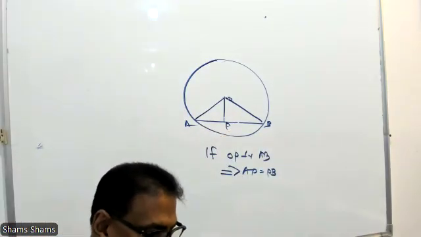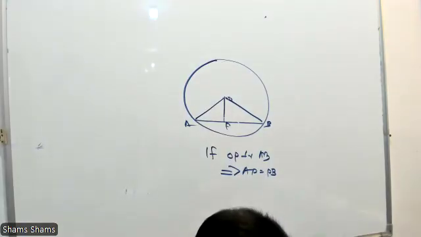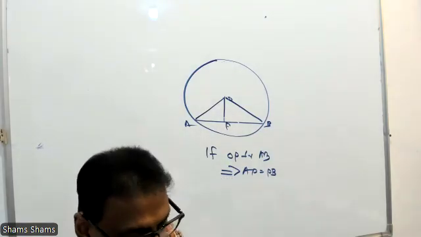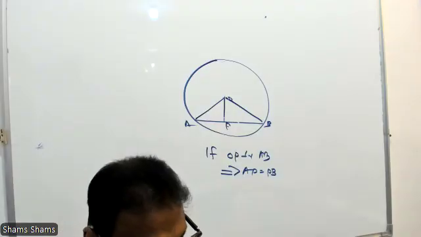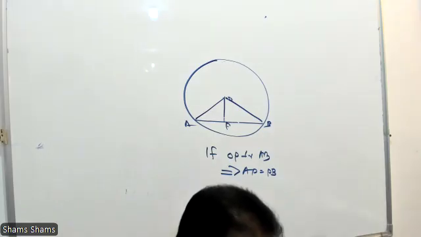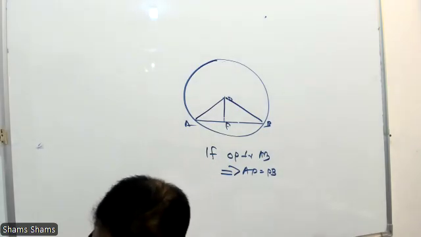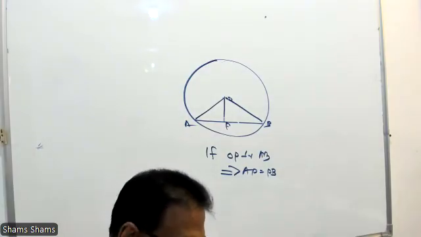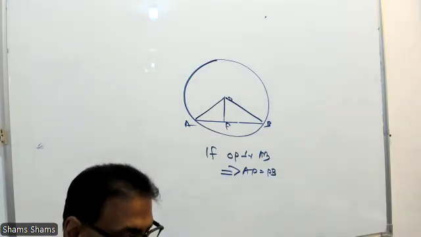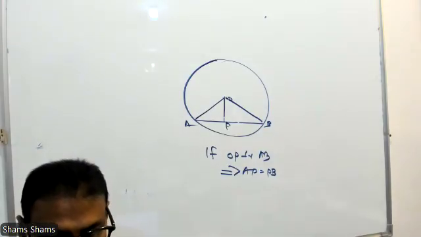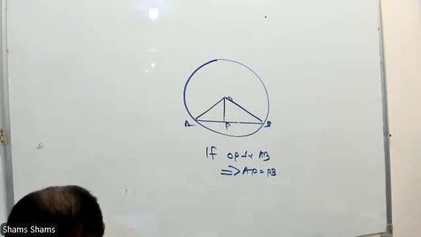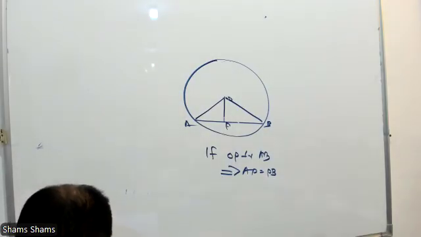Write the converse: the line drawn through the center of a circle to bisect a chord is perpendicular to the chord.